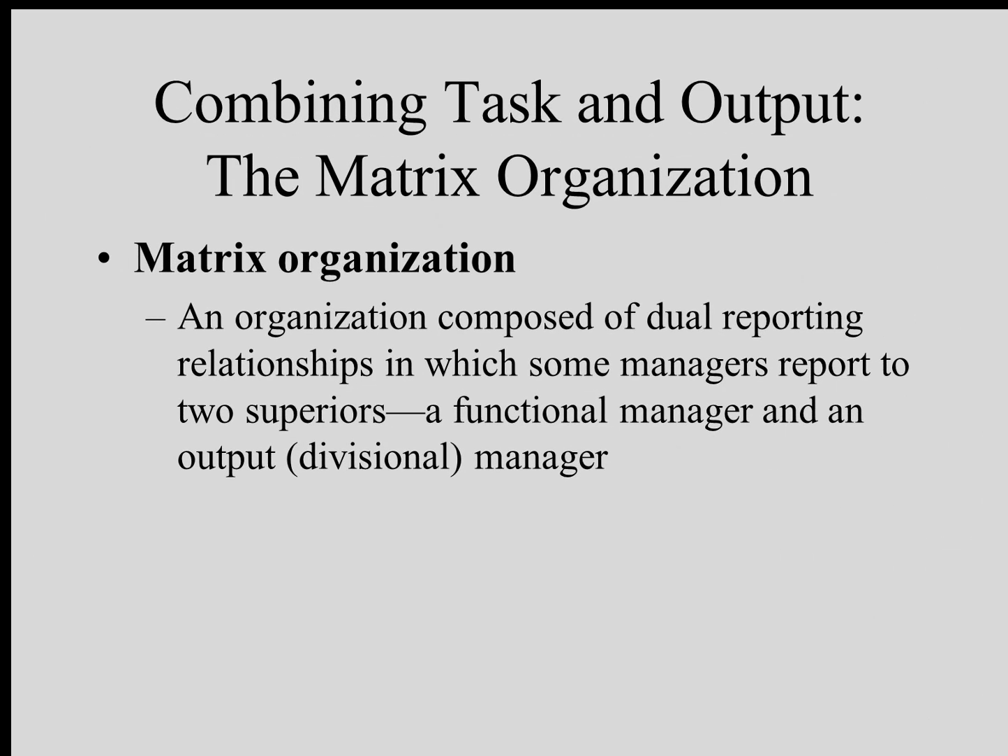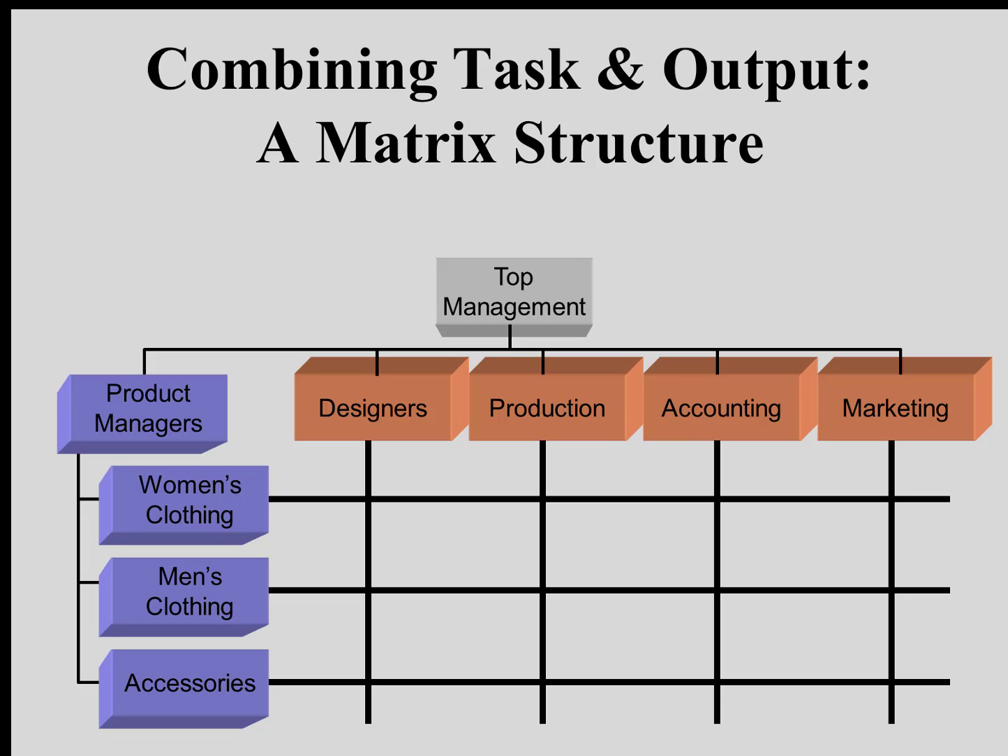There have been some efforts to combine tasks and outputs. The matrix organization is mentioned in the book, and a matrix has dual reporting relationships in which many of the managers will report to both a functional or task manager and an output or divisional manager. Your book has a pretty complex example. Let me show you a pretty basic one here. Let's take our clothing company again, and now you see that there are the tasks across the top that we saw in the functional structure, but there are the divisions down the side that we saw in the product division structure.